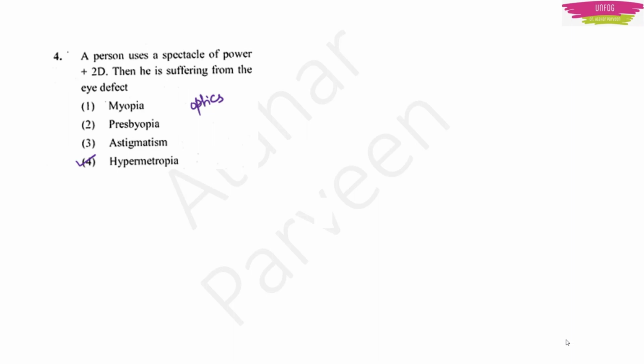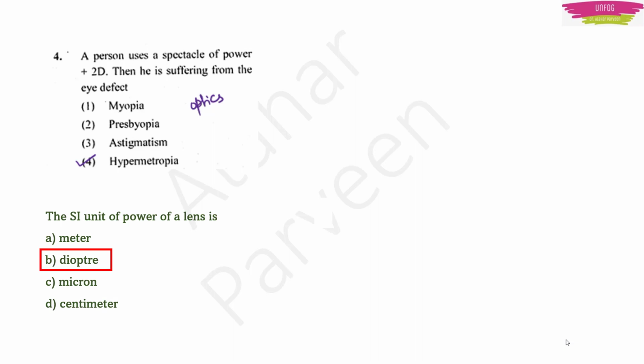Now let us solve more questions. All these questions are the expected questions which I have collected for you all. Believe me, this is more than enough to prepare for this part of optics. First question: the SI unit of power of a lens is, as I told you, the diopter. So option B will be the right answer.